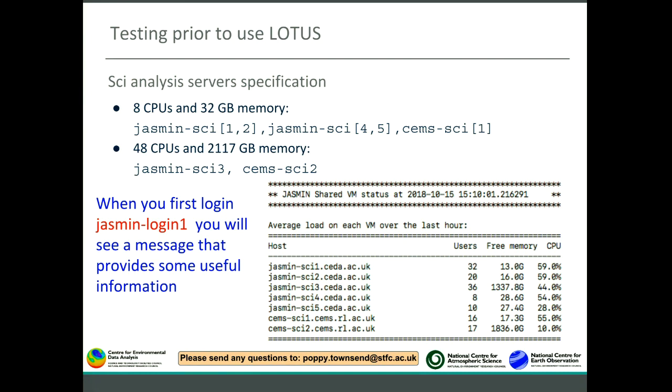Once you log in to JASMIN through the JASMIN login node, login one, you will have a message of the day displayed, as shown here in the table. It gives you all the SAI analysis servers available, and the average load on them. One thing to pay attention to is the CPU usage on the right and the free memory on those hosts, so you can choose which one to go and test your processing task.